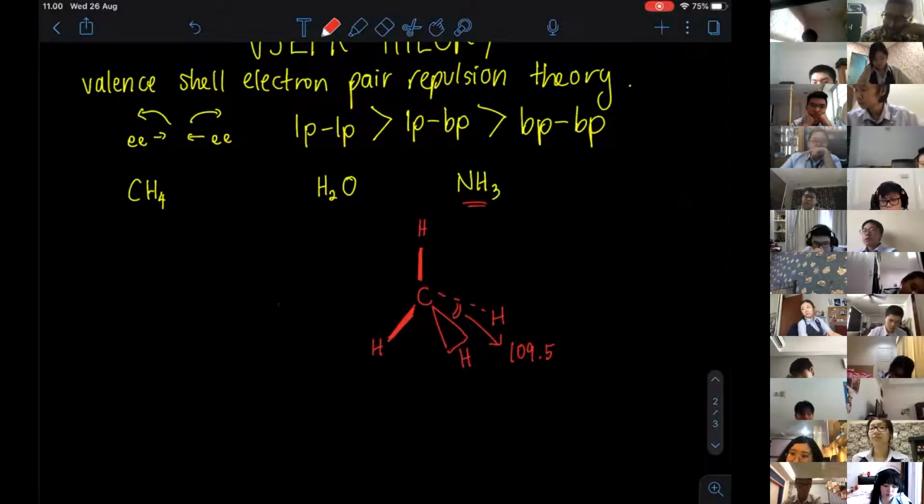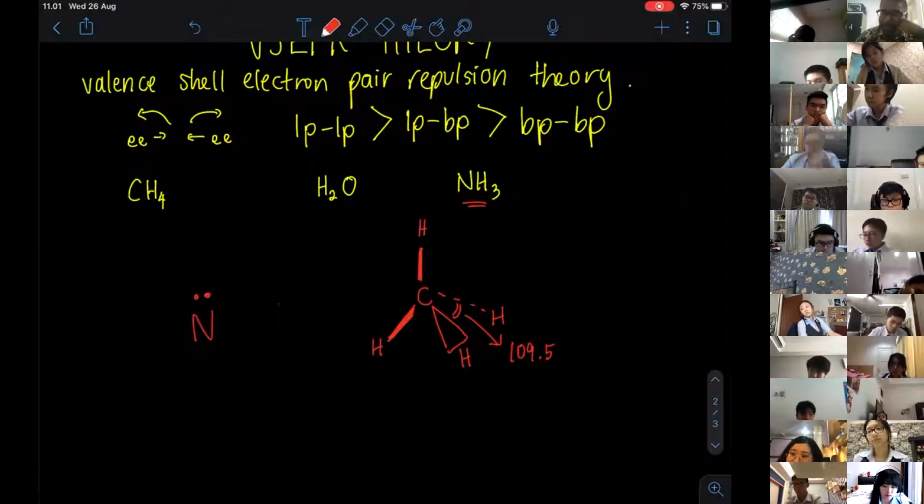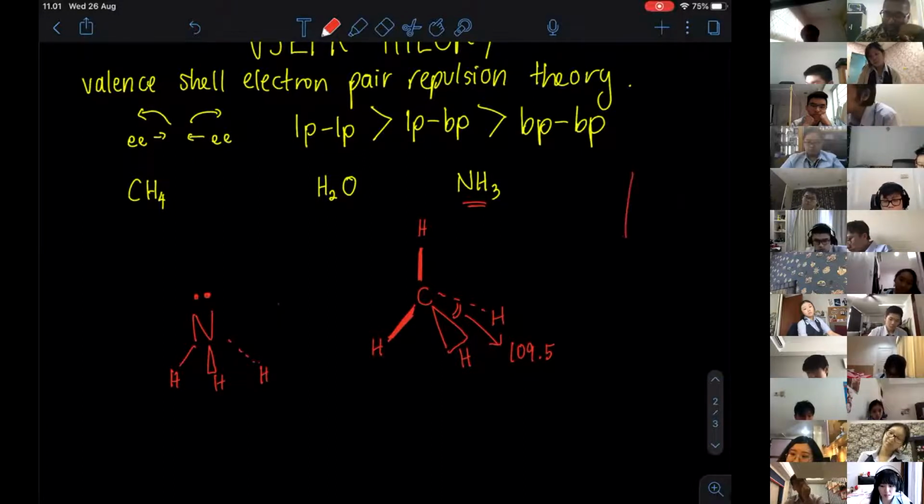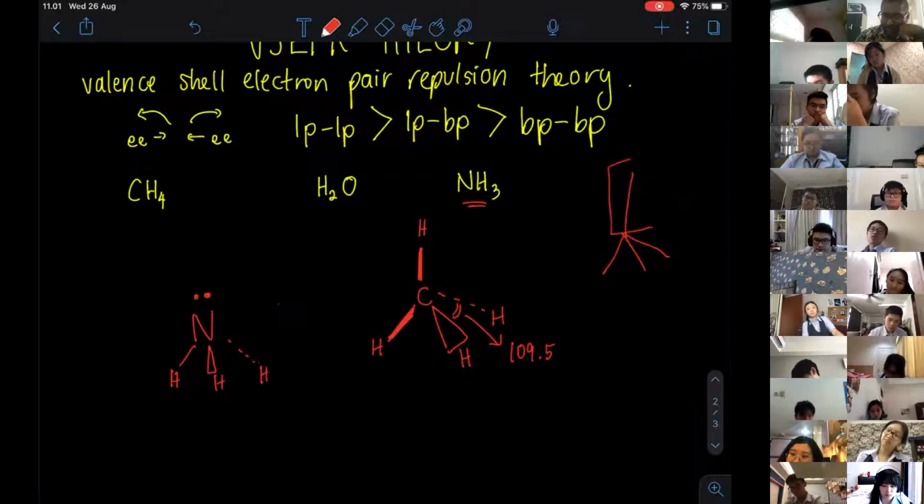Or before water, let's look at ammonia. Ammonia has one lone pair. How to draw? I think you should know this by now. They have 3 bonding pairs. To be exact, if you want to draw the way that I have drawn over there, it's supposed to be something like this coming out from the paper, and then this one should be a dotted line. How it looks is like a tripod stand where the stand is already broken.